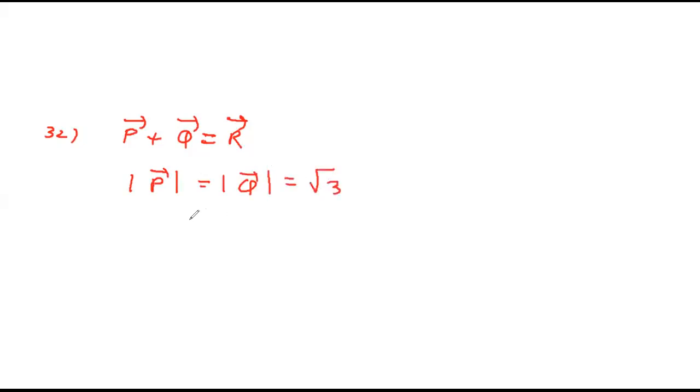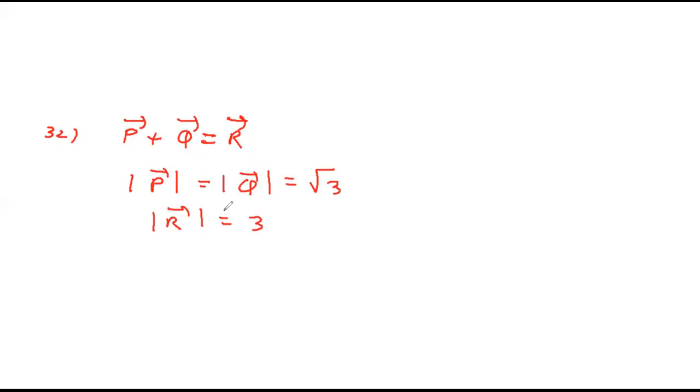Next, sum number 32. If P bar plus Q bar equals R bar, that means three vectors are forming a triangle. This is the meaning of this. Such that the magnitude of P is the same as the magnitude of Q, equals √3, and R is 3. Then the angle between P and Q is?